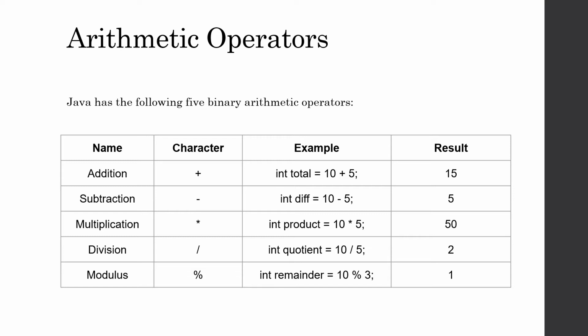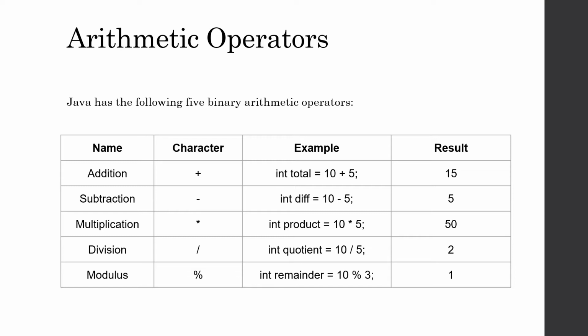So for each one of these, keep in mind that if you're trying to get the result of addition, that's a sum. The result of a subtraction, that's a difference. The result of a multiplication, that's a product. And the result of a division, that's a quotient.